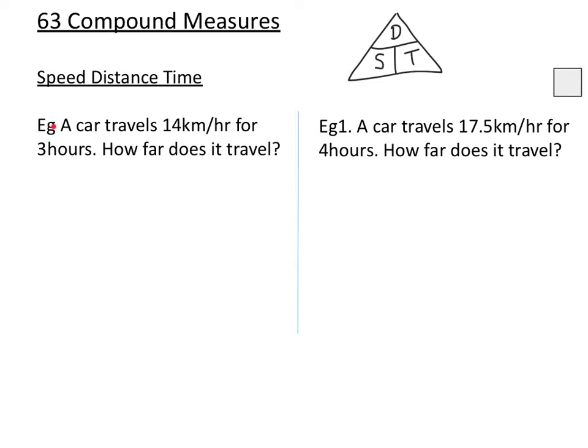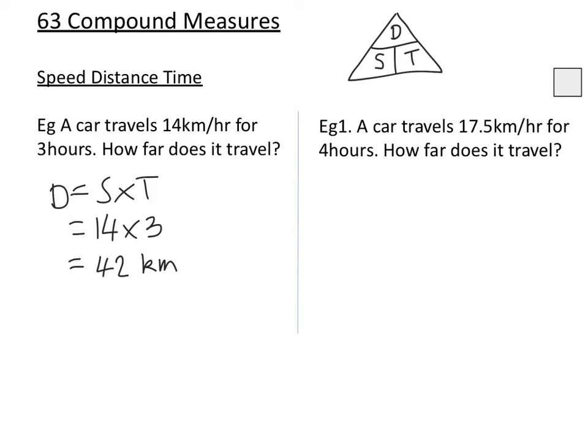Example. A car travels 14 kilometers per hour for 3 hours. How far does it travel? So how far is a distance? Distance is speed times time. The speed is 14 kilometers per hour. The time is 3 hours, and that gives 42 kilometers. And it's as simple as that because the units are hours, and hours are consistent, so no issues there.